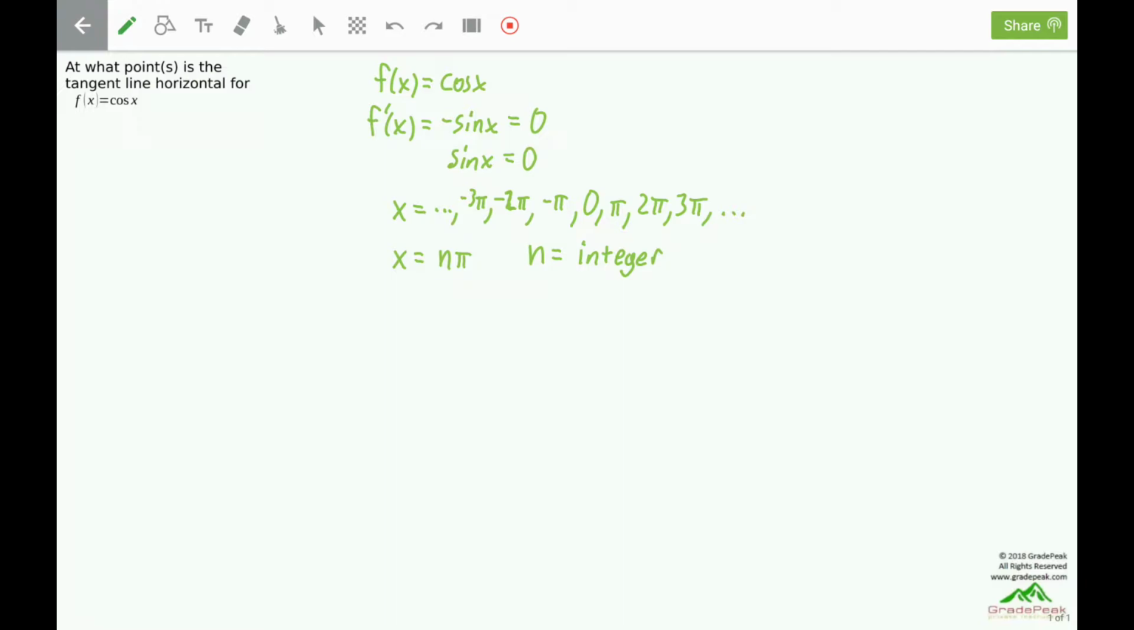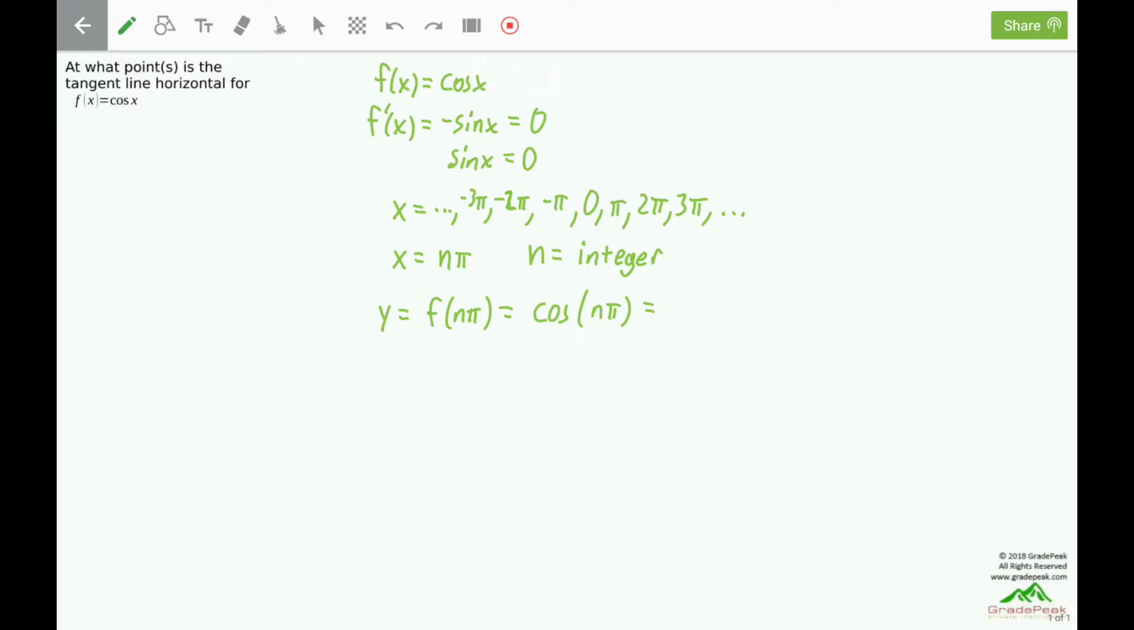There's all the x-coordinates. Now what we want to do is find the corresponding y-coordinates to each of those, and we will plug those back into the cosine to find the corresponding y-coordinates. Well, the y-coordinate is going to be f of the x-coordinates, which is n pi, and that'll give us cosine of n pi. Well, here's the thing.